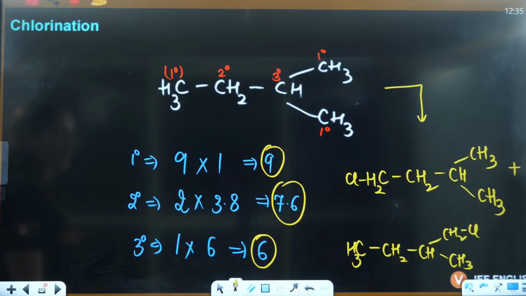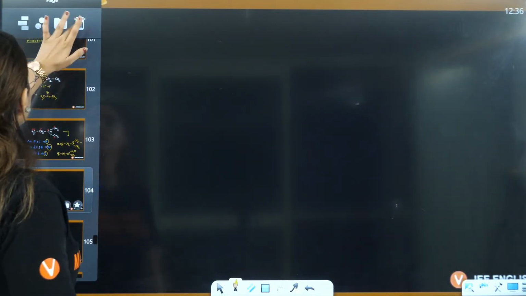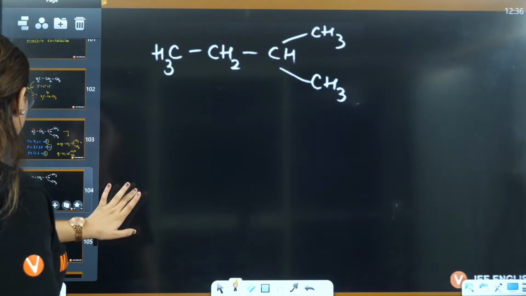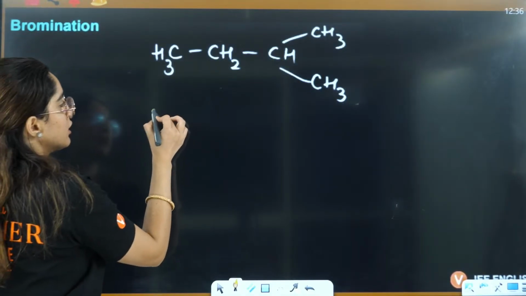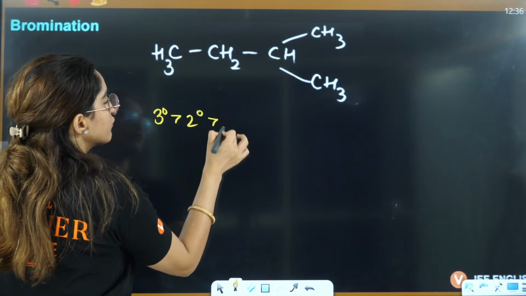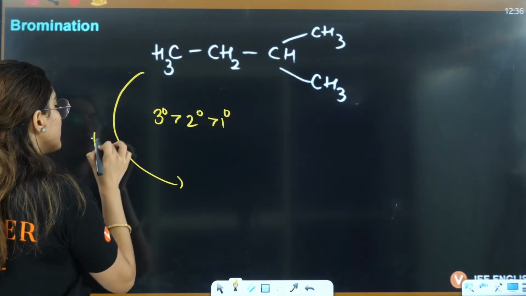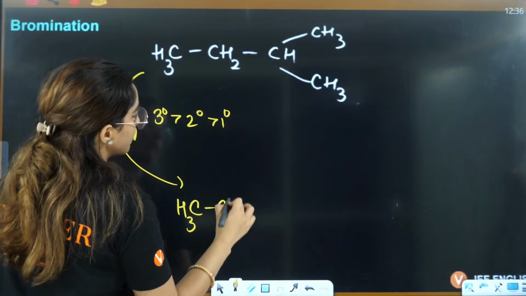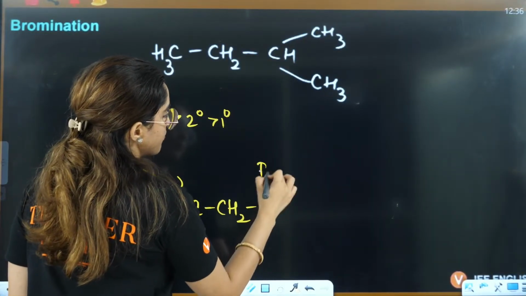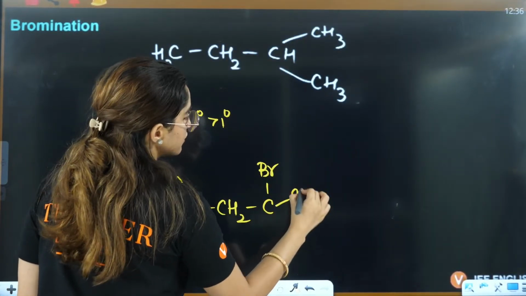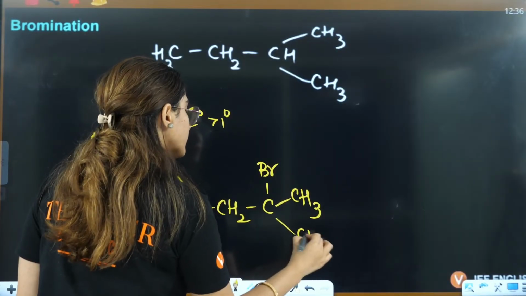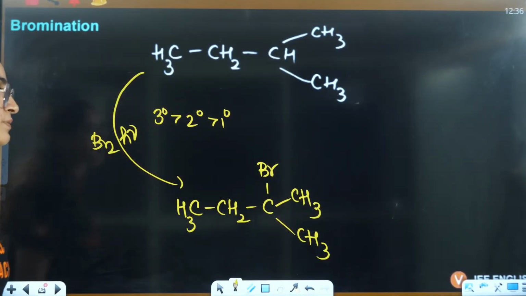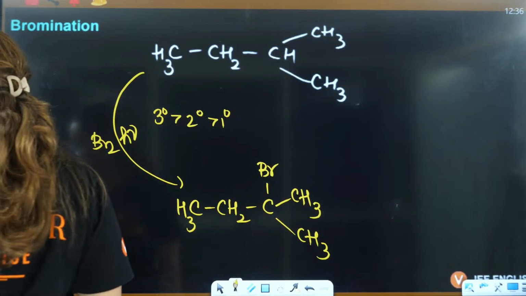Okay. Yes, everybody, do let me know if that is clear to all of you or not. In case of bromination, it is always 3 degree, then 2, then 1. So in the case of bromination, you don't have to think about it. Just directly replace hydrogen with bromine at the 3 degree hydrogen. Okay, this will be the answer. Right, everybody? Do let me know, is that clear?